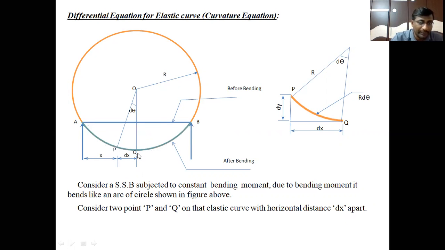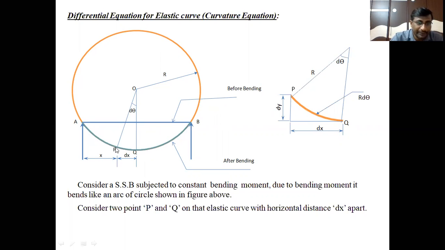P and Q are points which subtend an angle d theta at O, the center of curvature. R is the radius of curvature. By extending this curve, it forms a circle having a center, and the distance from that center to the curve is called the radius of curvature. This is the beam before bending, and this is the beam after bending. Okay, clear, students, from this diagram?